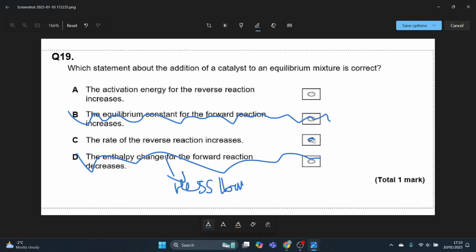The answer is C. If you think about that, if you add a catalyst, it will increase the rate of the reverse reaction and the forward reaction equally. And A, the activation energy for the reverse reaction increases. No, it would lower it, in fact.